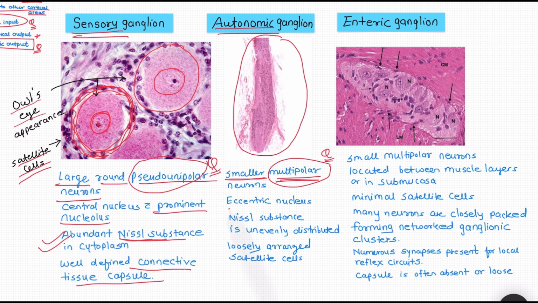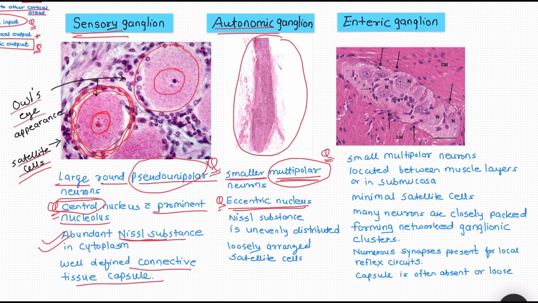There is an eccentric nucleus. Its nucleus is eccentric, whereas in sensory ganglion the nucleus was central. Nissl substance is unevenly distributed, and satellite cells are loosely arranged. Satellite cells here are loosely arranged.